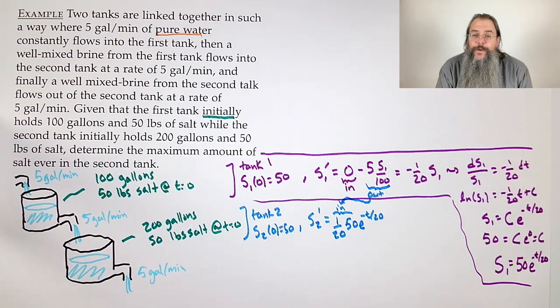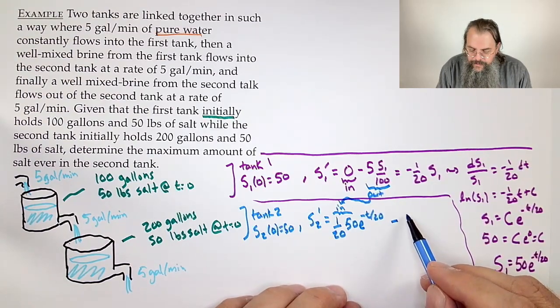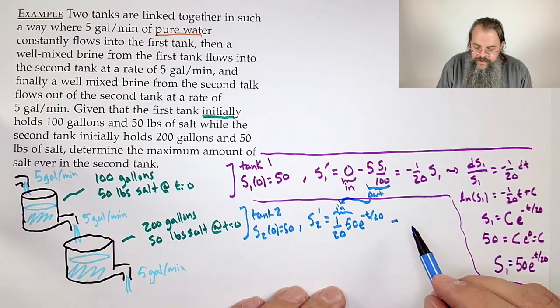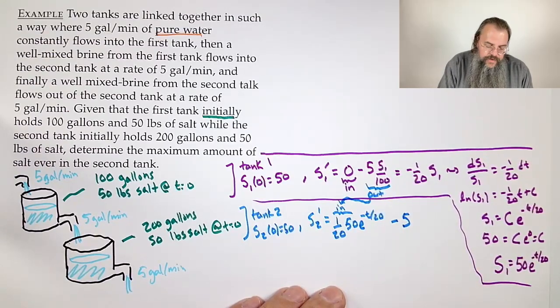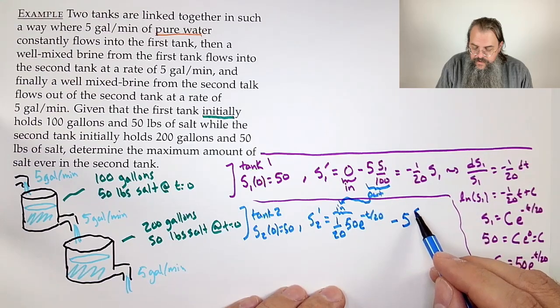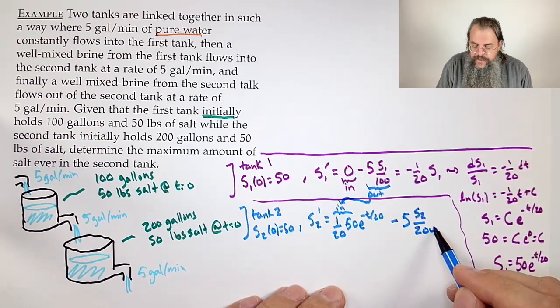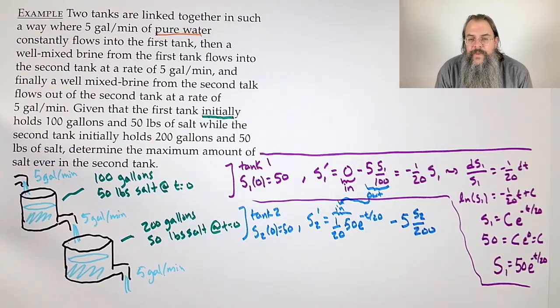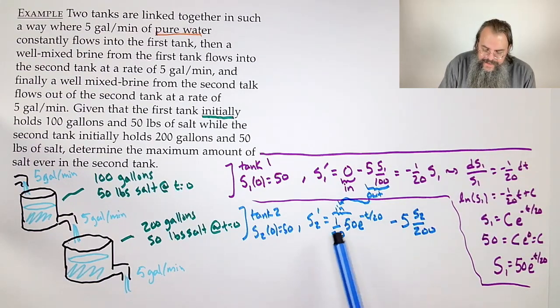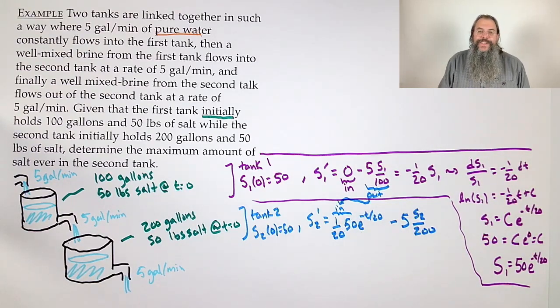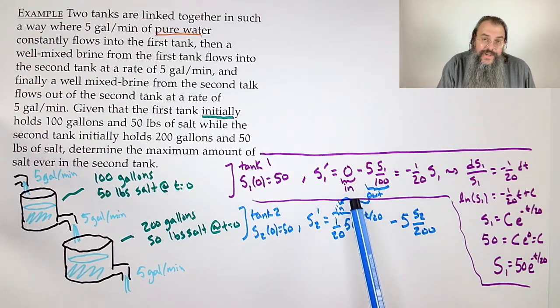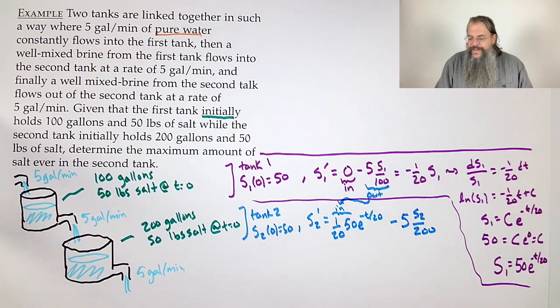Now, what is coming out? Well, it's very similar to before, right? There's 5 gallons per minute going out. And now we say, well, look, what's the total amount of salt? That's S2. Divide that by 200. And so now we have something a little bit more interesting, because the first tank said, oh, yeah, things are not that exciting. But for us, it's a little bit more exciting now.